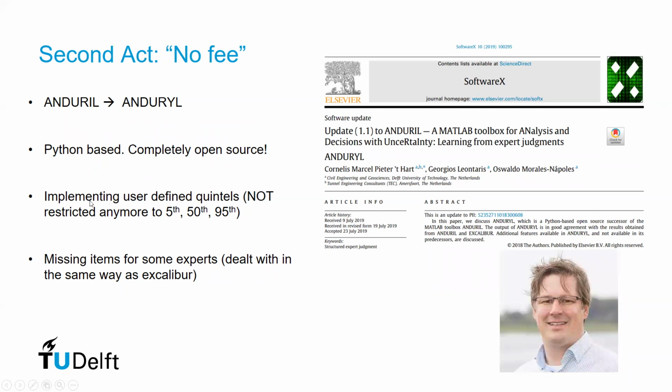Here we already implemented user-defined quantiles, so we were not restricted anymore to the 5th, median, and 95th. And here we also implemented dealing with missing items. This is something that Excalibur deals with. So some experts, sometimes for some reason, don't provide answers for a particular item, but nevertheless, Excalibur goes ahead and does the calculations with whatever quantiles were assessed by the experts.